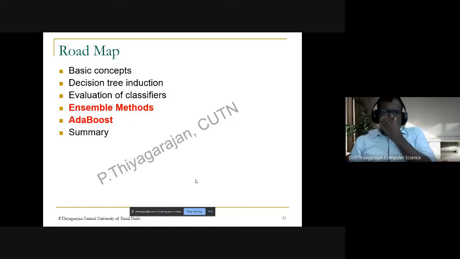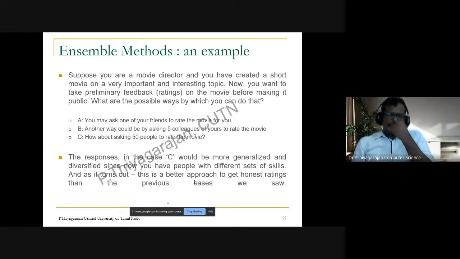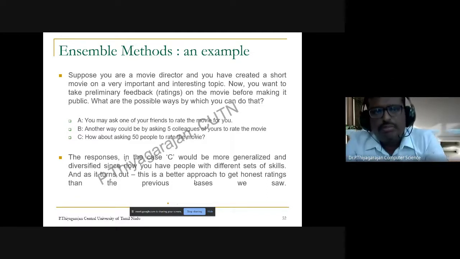Now we'll discuss some of the ensemble methods. We'll discuss through an example. Imagine that you are a movie director and you have made a short movie, and you really want to know the feedback of the movie. What are the possible ways that you will get the feedback?